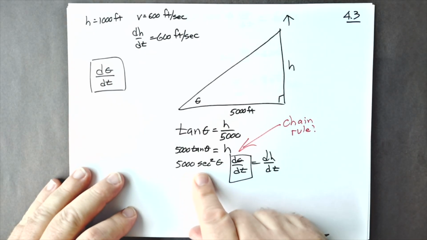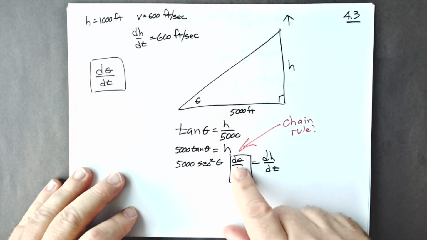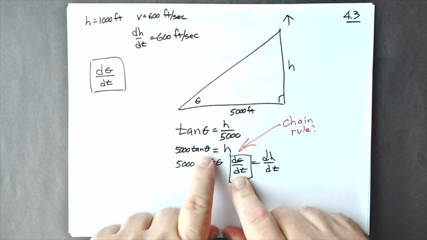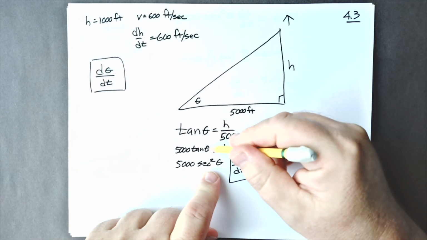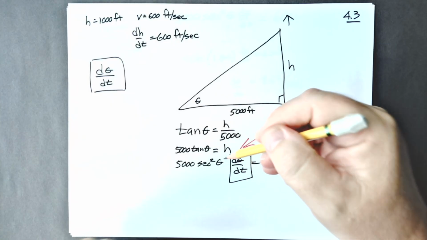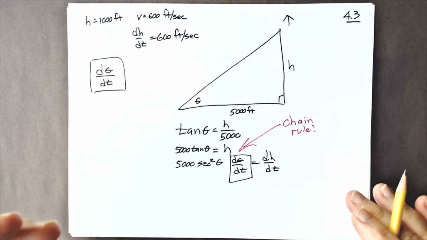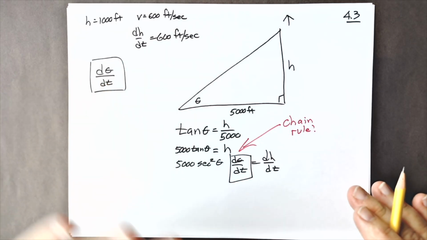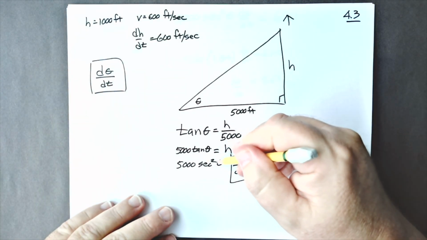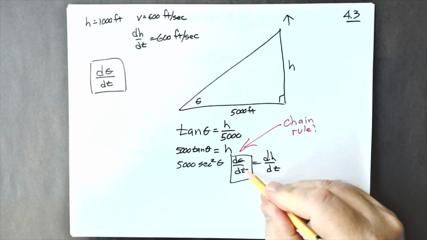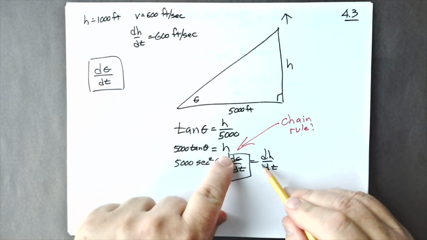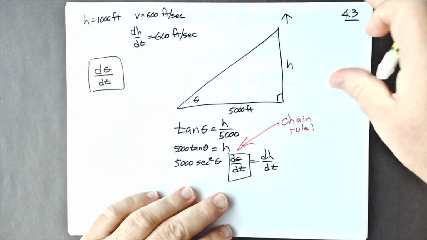So 5,000 secant squared theta d theta dt, that's chain rule there. Be very careful. Remember, the argument doesn't change. Some friends are going to want to say 5,000 secant squared d theta dt. No, this argument does not change. You keep that there, and you add the d theta dt equals dh dt. So we have dh dt.